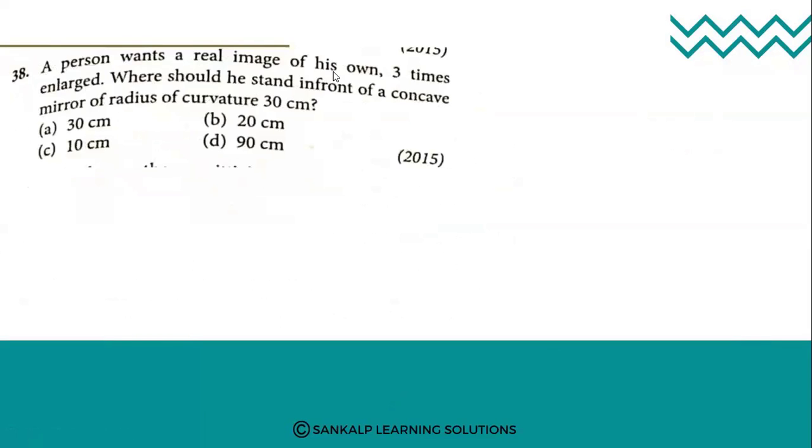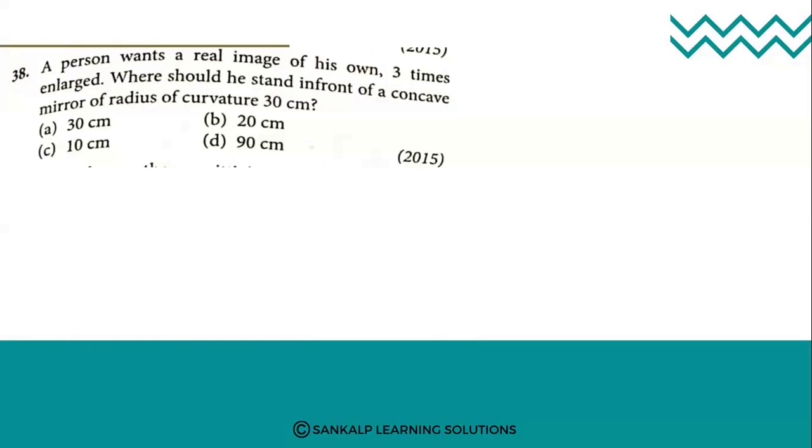See here, a person wants a real image of himself, 3 times enlarged. Where should he stand in front of a concave mirror of radius of curvature 30 centimeter? So here the real image of himself, he wants to get a 3 times enlarged image. Where should he stand in front of the concave mirror?